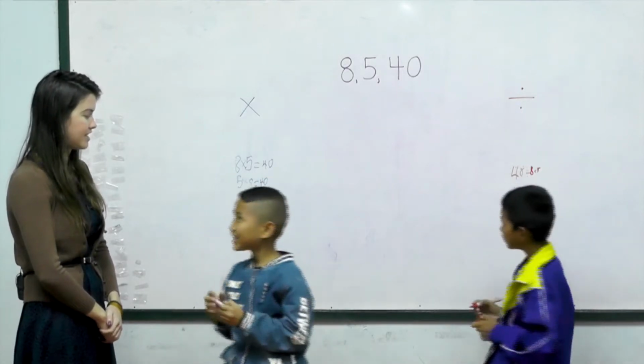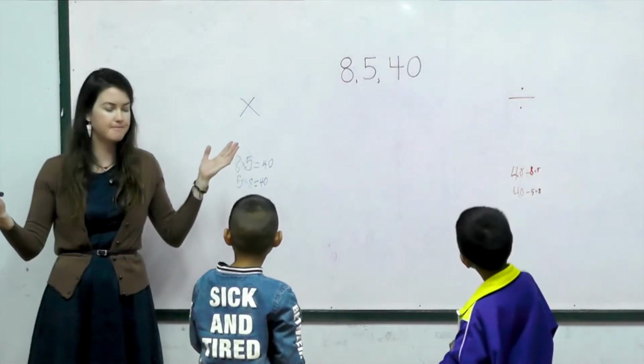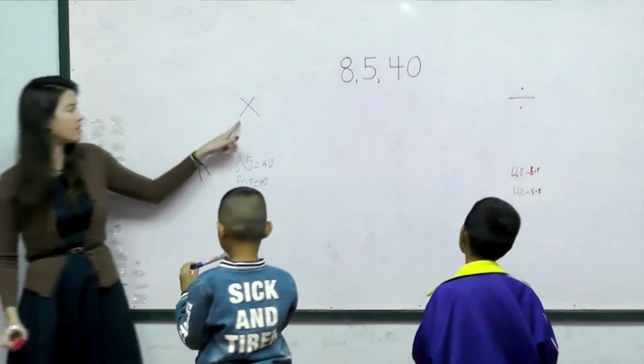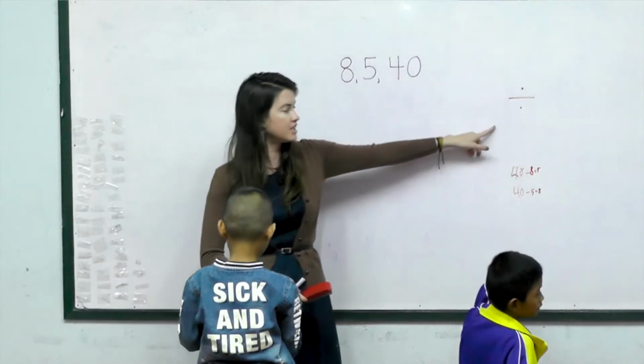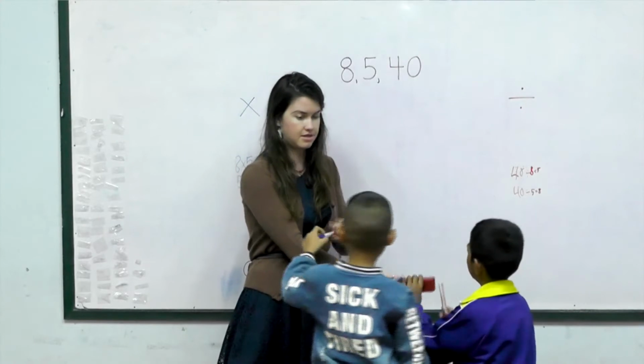All right, finish. Very nice job. Friends, take a look over here. What's our biggest number? 40. For multiplication, our biggest number goes last. For division, our biggest number is going to be first. Here you go. You can erase. You're going to say go.